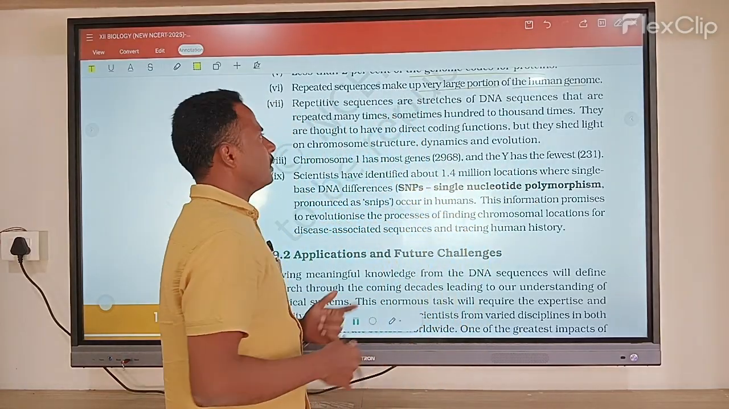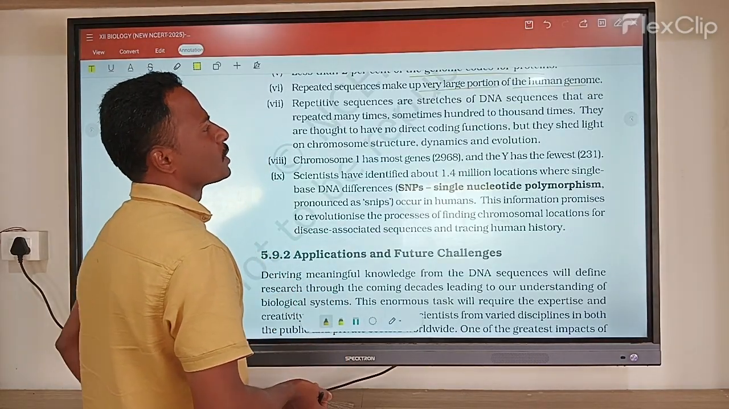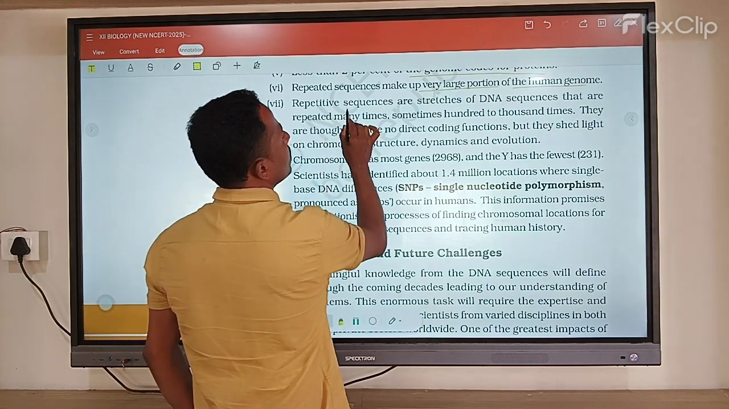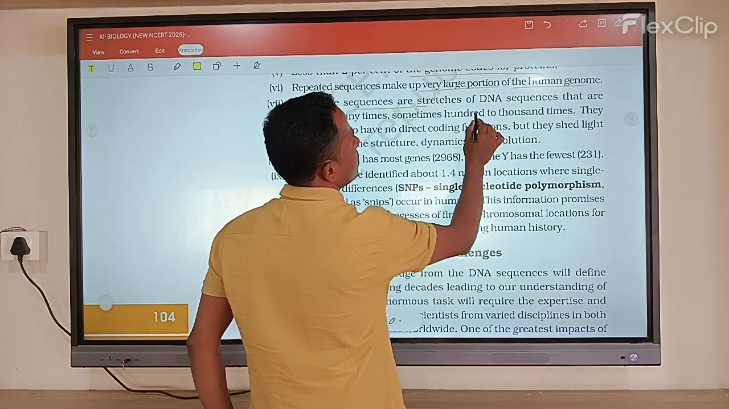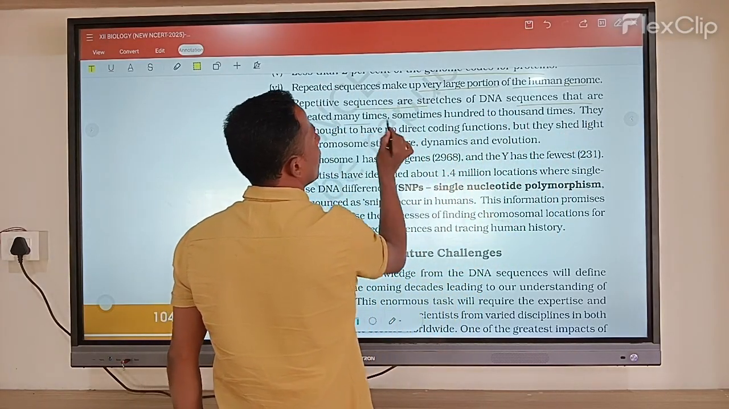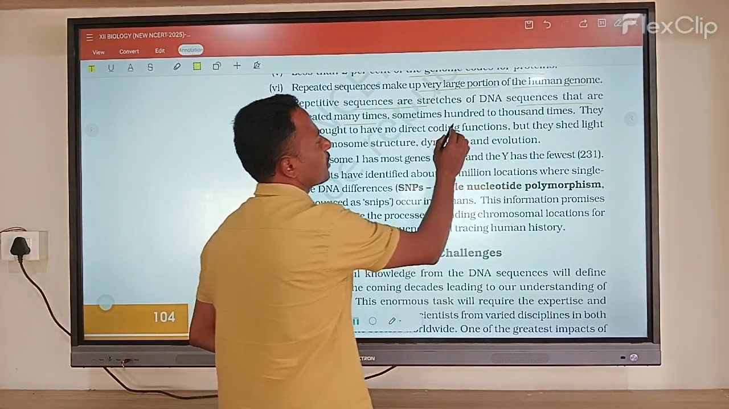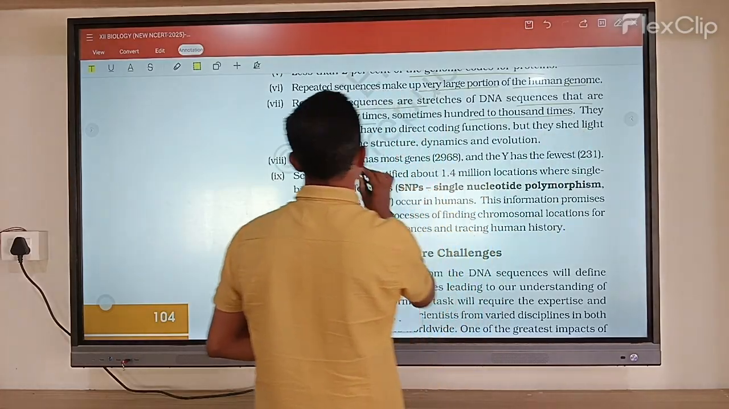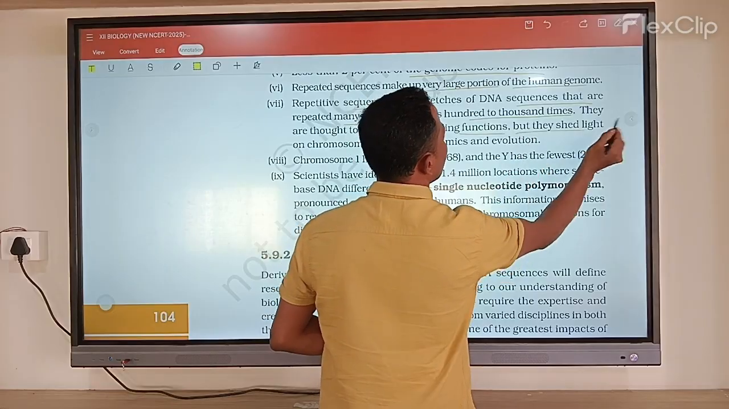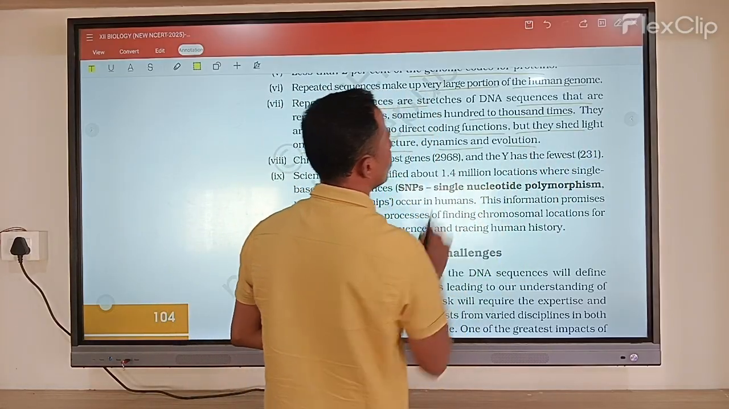So repeated sequences make up large portions of the human genome. Next, repetitive DNA sequences are stretches of DNA sequence that are repeated many times, sometimes 100 to 1000 times. They have no direct coding functions, but they shed light on chromosome structure, dynamics and evolution.